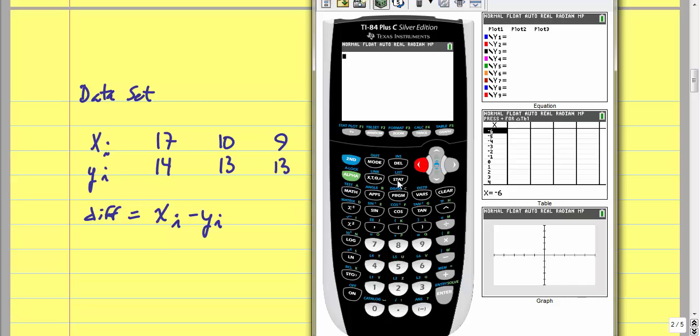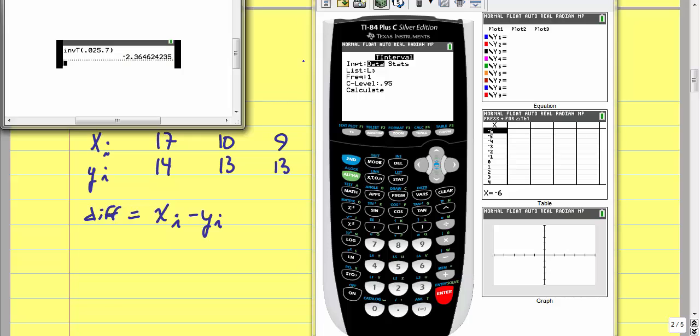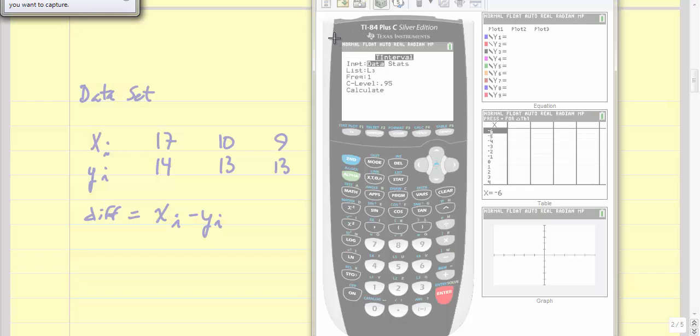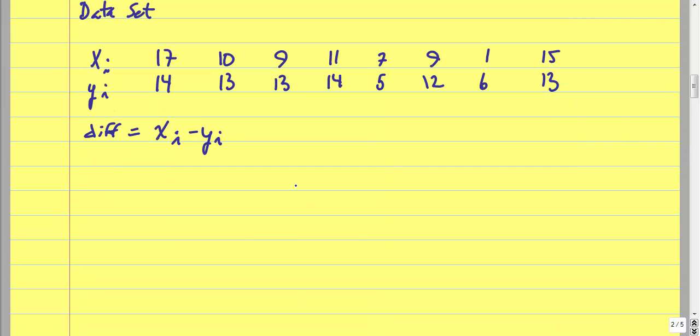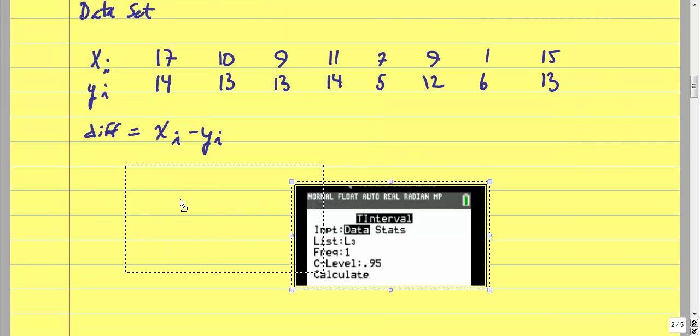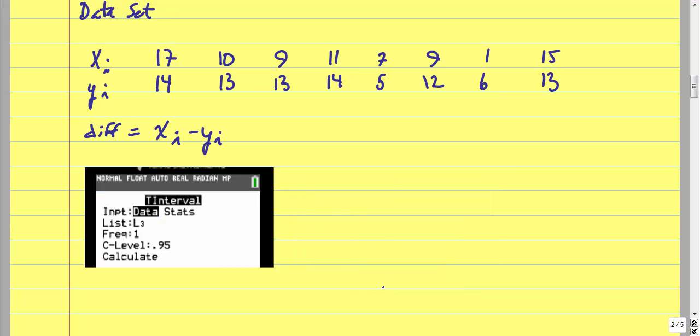Let me do that one more time. So Stat, Tests, we're going to be looking at a T interval, and again I want to use my data from the columns, L3, 95% confidence interval. Let me go ahead and do a screen snip of that, and then we'll put in our results as well. So we're looking at a 95% confidence interval here.